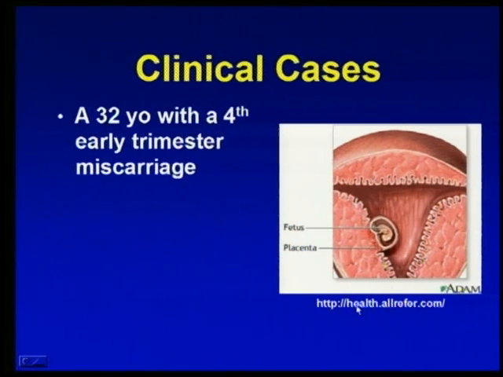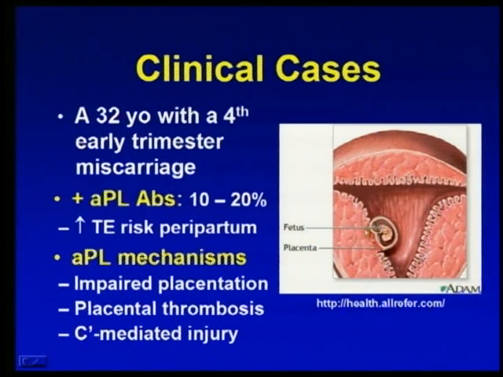Let's now move on and mention the patient with early trimester miscarriage, the woman that had the first trimester miscarriage with early fetus implanted in the uterus here. Among these women who have recurrent miscarriages, about 10 to 20% will have antiphospholipid antibodies. And not only are they at risk of recurrent miscarriages, but these women have a significantly increased risk of thromboembolism, even if they've never had a DVT before. So we have to be thoughtful about that.